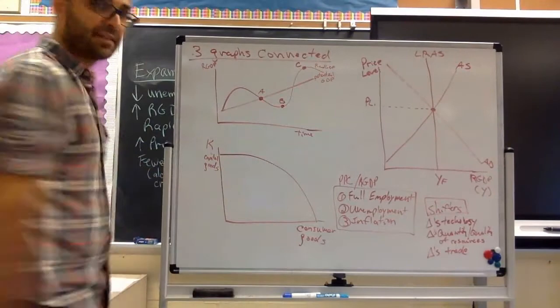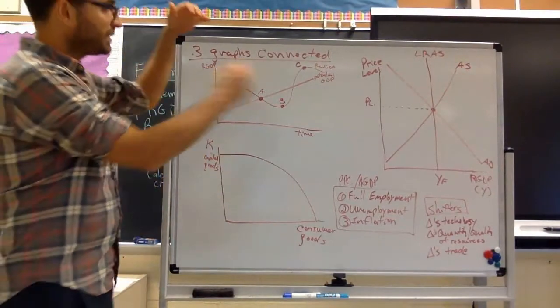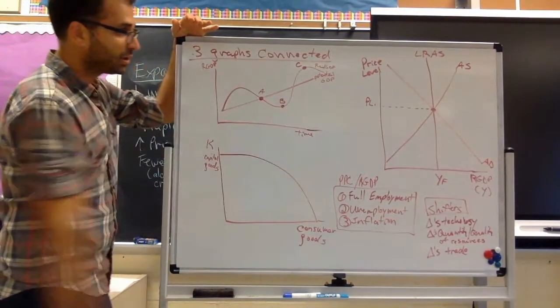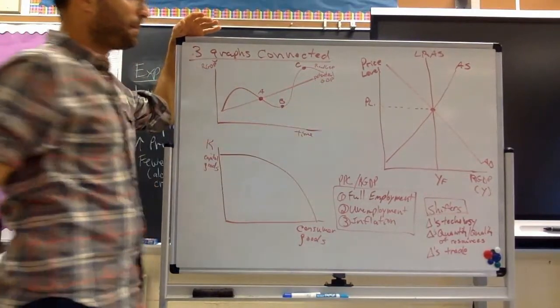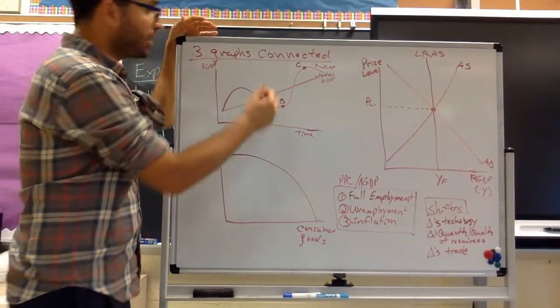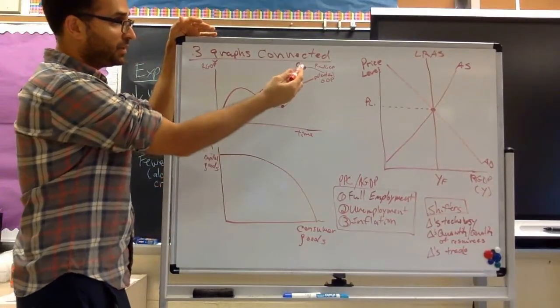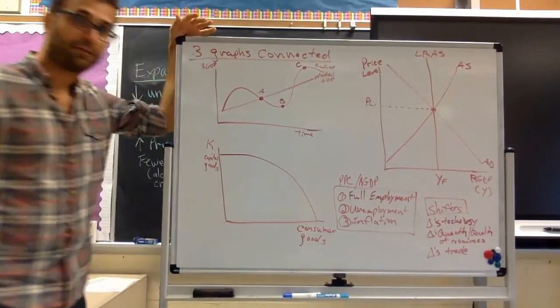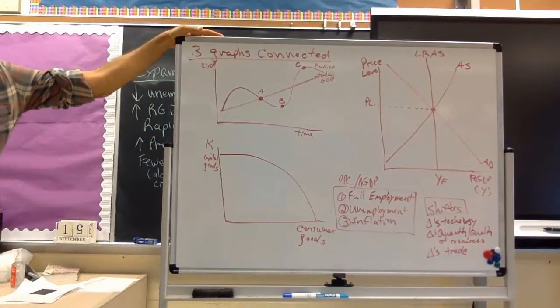You got three graphs and they're all connected. The business cycle graph we just looked at, I made it look a little cleaner. I put points A, B, and C. The old graph we used to look at was the PPF. Can you figure out where A should be, where B should be, and where C should be on this graph? Give it a try, think in your head.